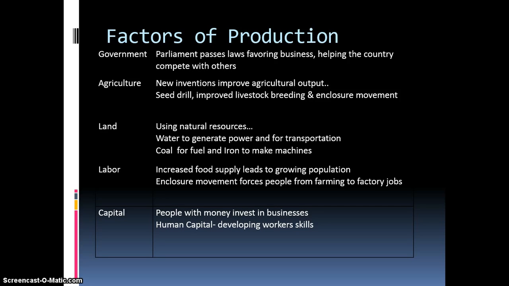The fourth is labor. Now, with the agricultural improvements, the food supply has increased, the population has increased, and tied into that, the enclosure movement gobbling up small farms into big ones has displaced all these farm families, so now people are moving into the cities to work in these factory jobs that are now being created.